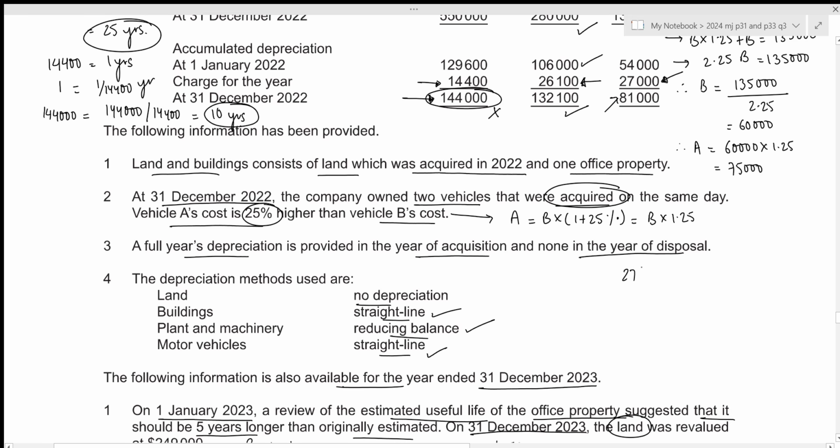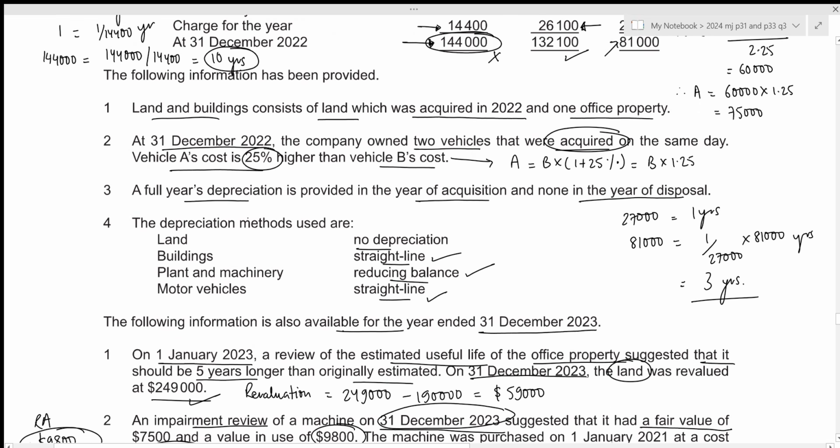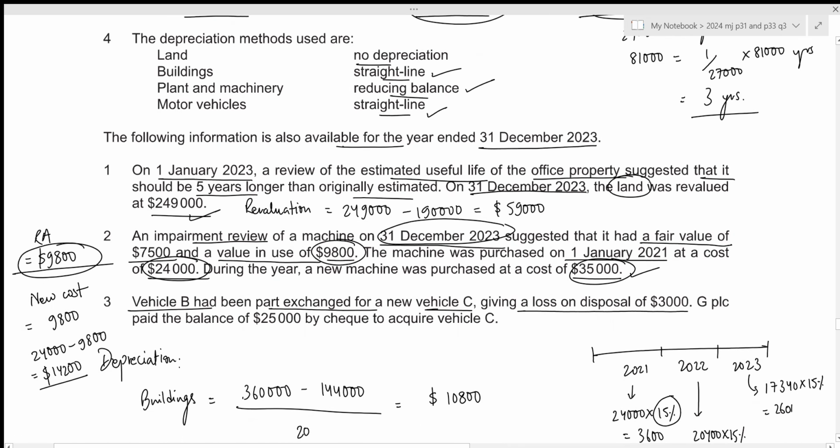So 27,000 is for 1 year. It means that 81,000 will be for 1 divided by 27,000 times 81,000, which is 3 years. This is just the application of the unitary method. It means that we have been using these vehicles for 3 years, and after 3 years we part exchange it. And we also know that a full year's depreciation is provided in the year of acquisition and none in the year of disposal. So we do not need to charge any depreciation on vehicle B for the year 2023.